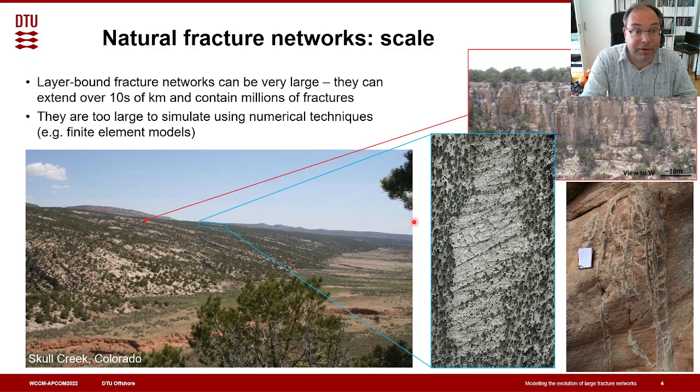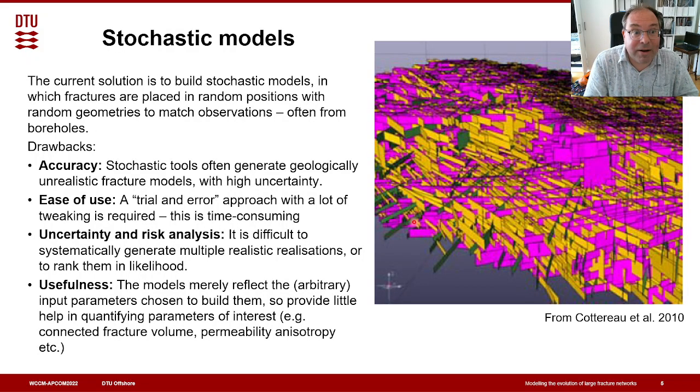finite element models. Now, standard practice is to simulate these by building stochastic models in which fractures are placed in random positions and assigned random geometries to match the observations. But in a subsurface fractured layer, these observations may just be 2 or 3 boreholes across the entire structure. So we have very limited calibration data. There's a number of drawbacks to this method.